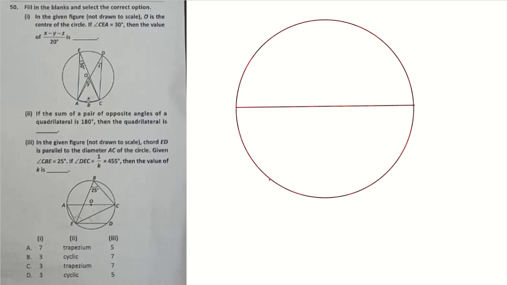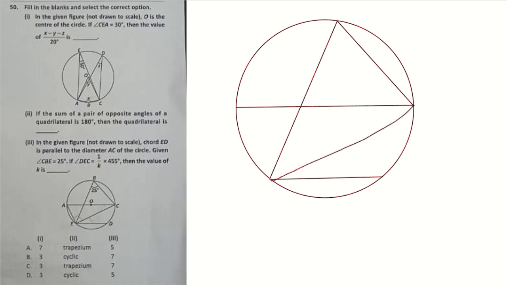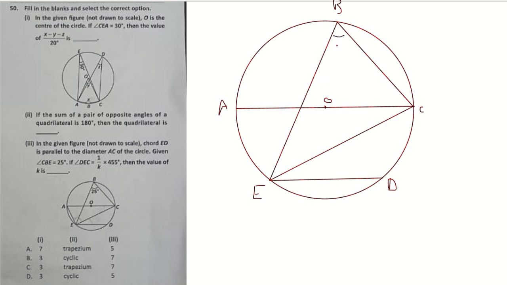Then we have a chord parallel to that diameter. We have EB. Then we have BC. Then we have this. So this is our entire figure. A, then this is the center, O, this is C, E, D, and B. And all we know is that this angle is 25 degrees. What we need to find is angle DEC, this angle.